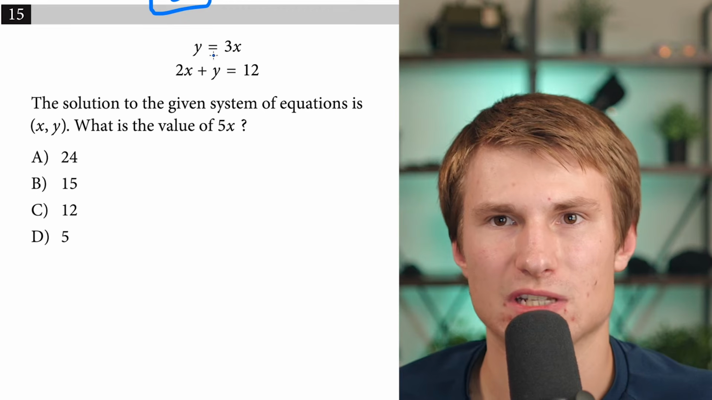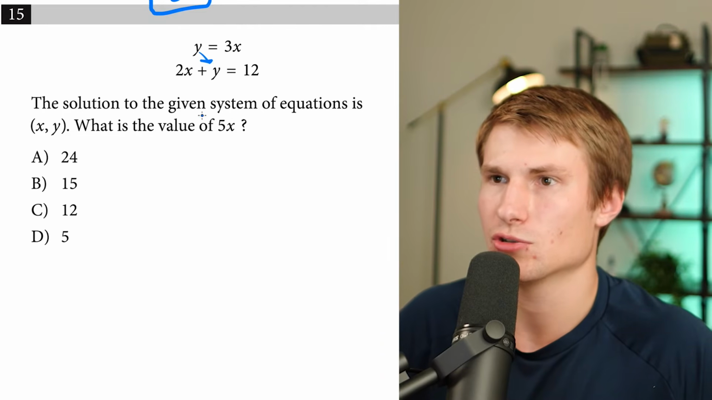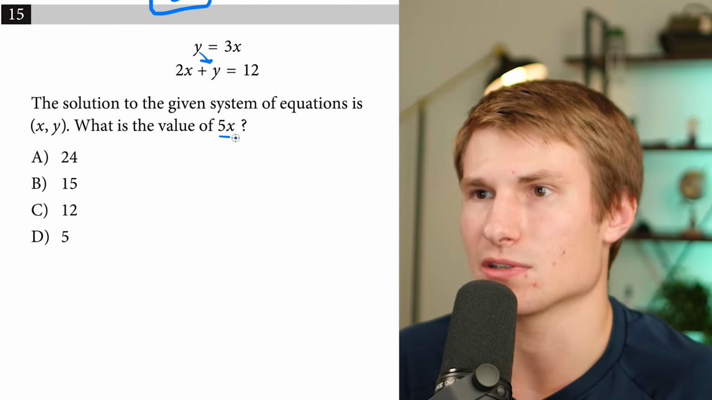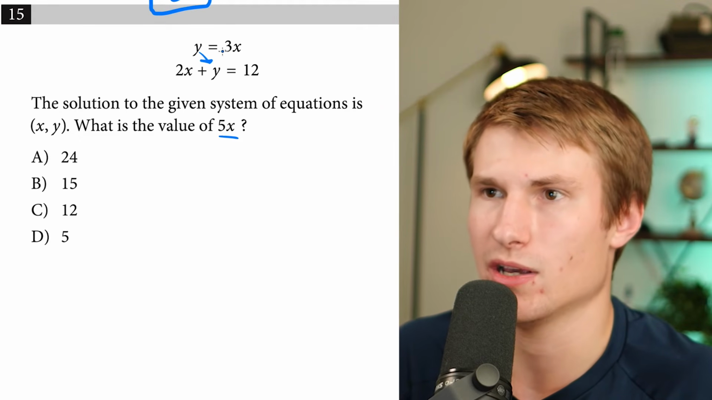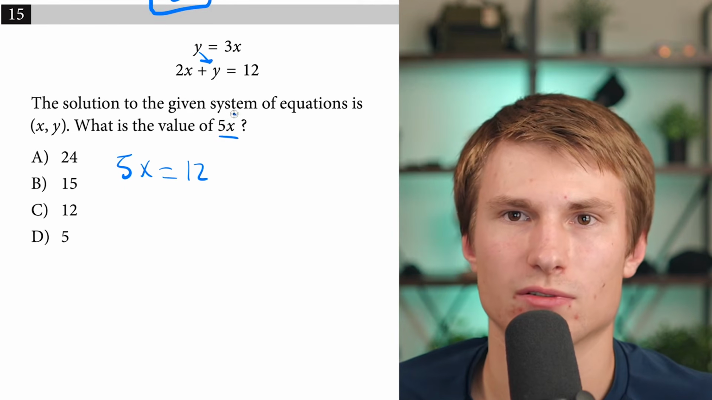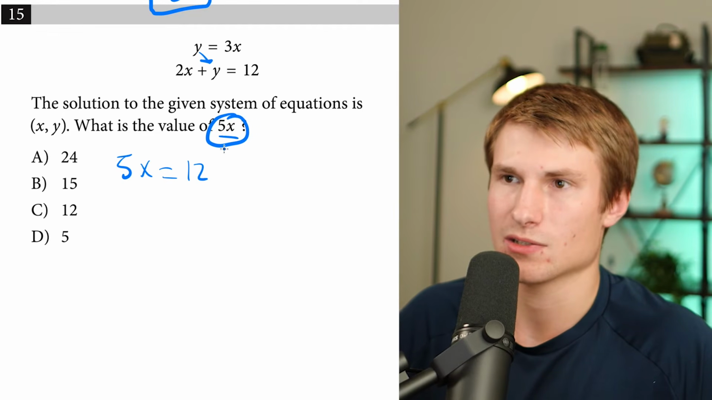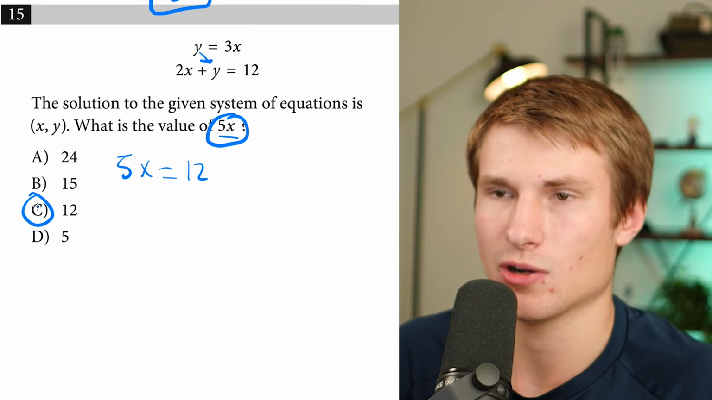Here's question 15. Y is equal to 3x. Looks like I'm probably going to end up substituting in for y here. The solution to the given system of equations is xy. What's the value of 5x? Okay, yep, I'll substitute in. We'll get 2x plus 2x plus 3x. That'll give us 5x. So we'll have 5x is equal to 12. Always pay attention to what you're asked to answer with. Because if you don't, you're probably going to get it wrong. In this case, we're asked to answer the value of 5x, so our answer there would be 12.